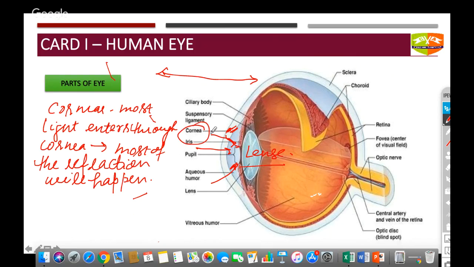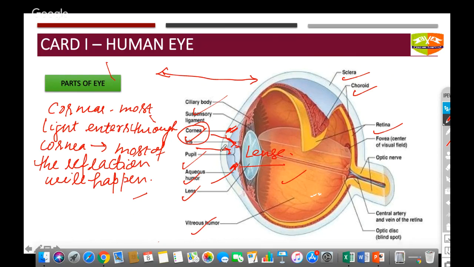So I have given you the role of different things. I have done lenses, aqueous humor, cornea, ciliary muscle, sclerotic, choroid, retina, and vitreous humor. Now let me go to the pupil, which is left out.